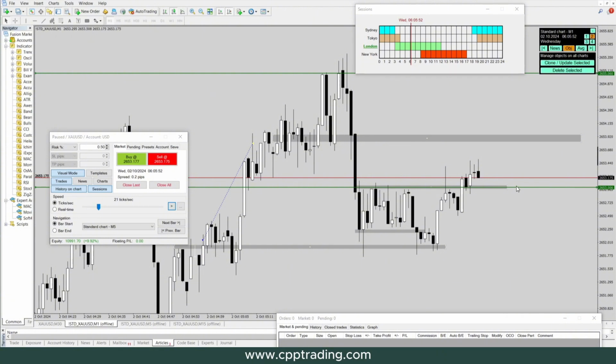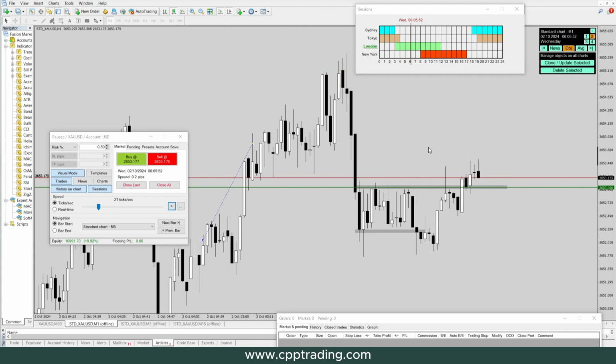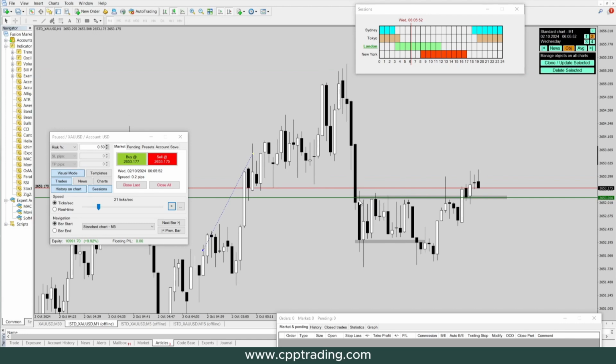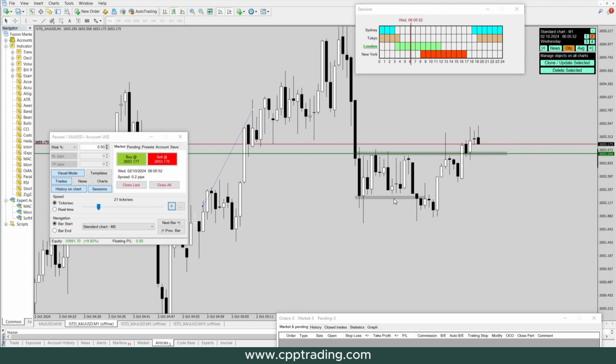Now we're going to deselect these. We're going to delete this level. So we had a resistance, price moved down. We were considering to go short below these lows. However, the price did respect these lows, moved up, rejected here.